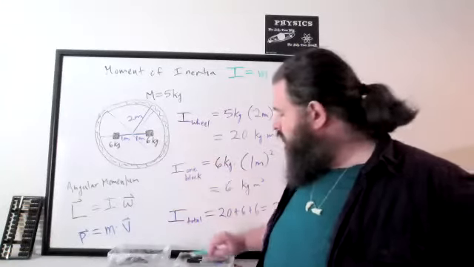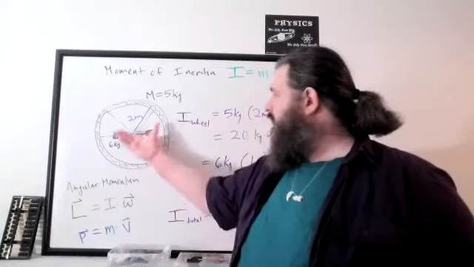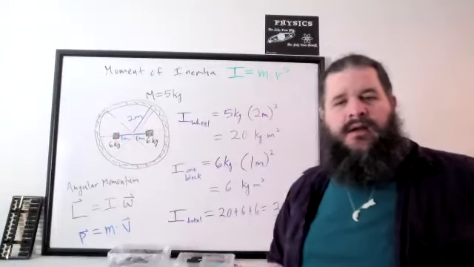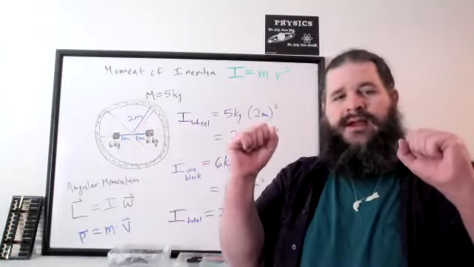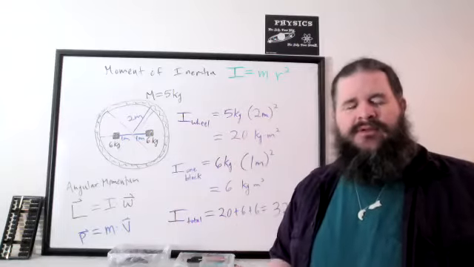Let's say you take these 2 blocks and you move them inwards towards the center. So instead of being 1 meter from the center, let's say you move them so they're only half a meter from the center. If you move these blocks closer to the pivot point, what would you expect to happen to the moment of inertia?